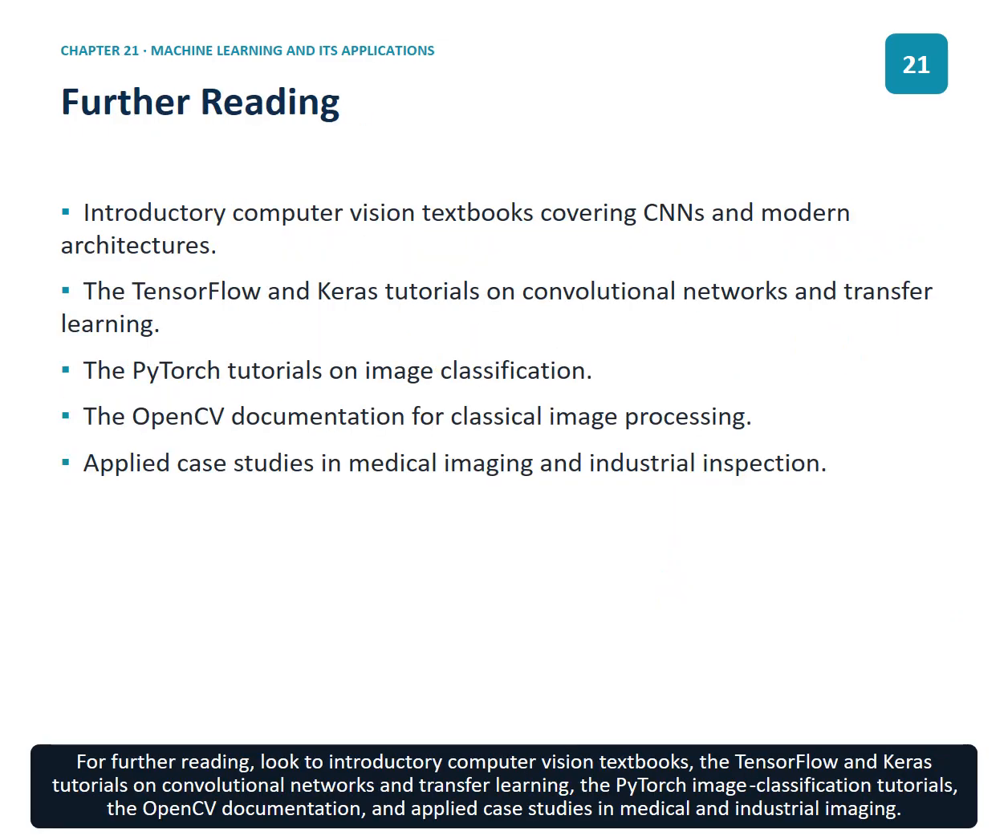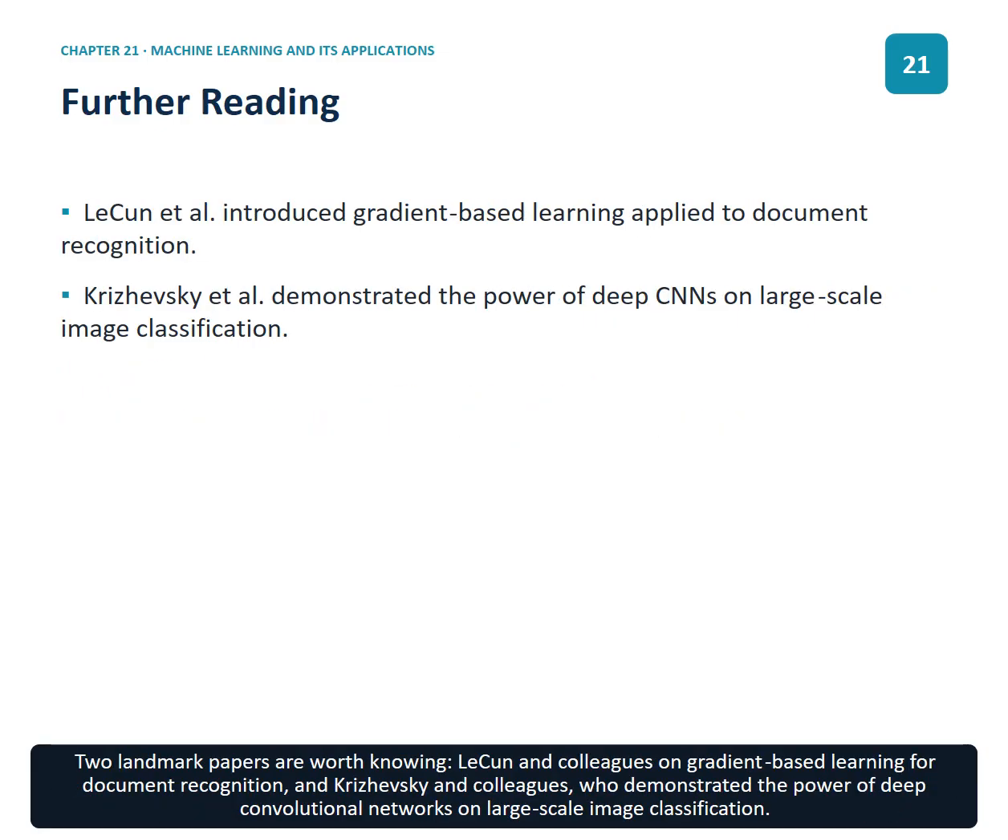For further reading, look to introductory computer vision textbooks, the TensorFlow and Keras tutorials on convolutional networks and transfer learning, the PyTorch image classification tutorials, the OpenCV documentation, and applied case studies in medical and industrial imaging. Two landmark papers are worth knowing: LeCun and colleagues on gradient-based learning for document recognition, and Krizhevsky and colleagues who demonstrated the power of deep convolutional networks on large-scale image classification.